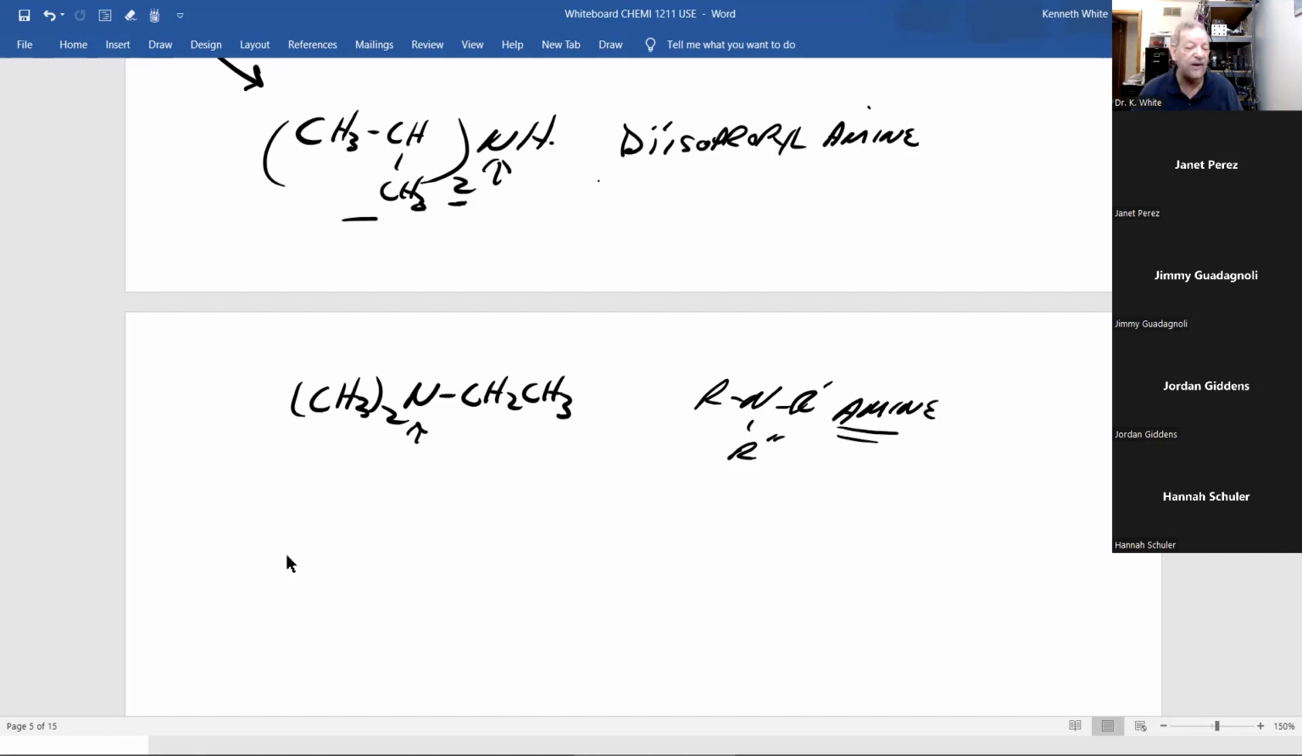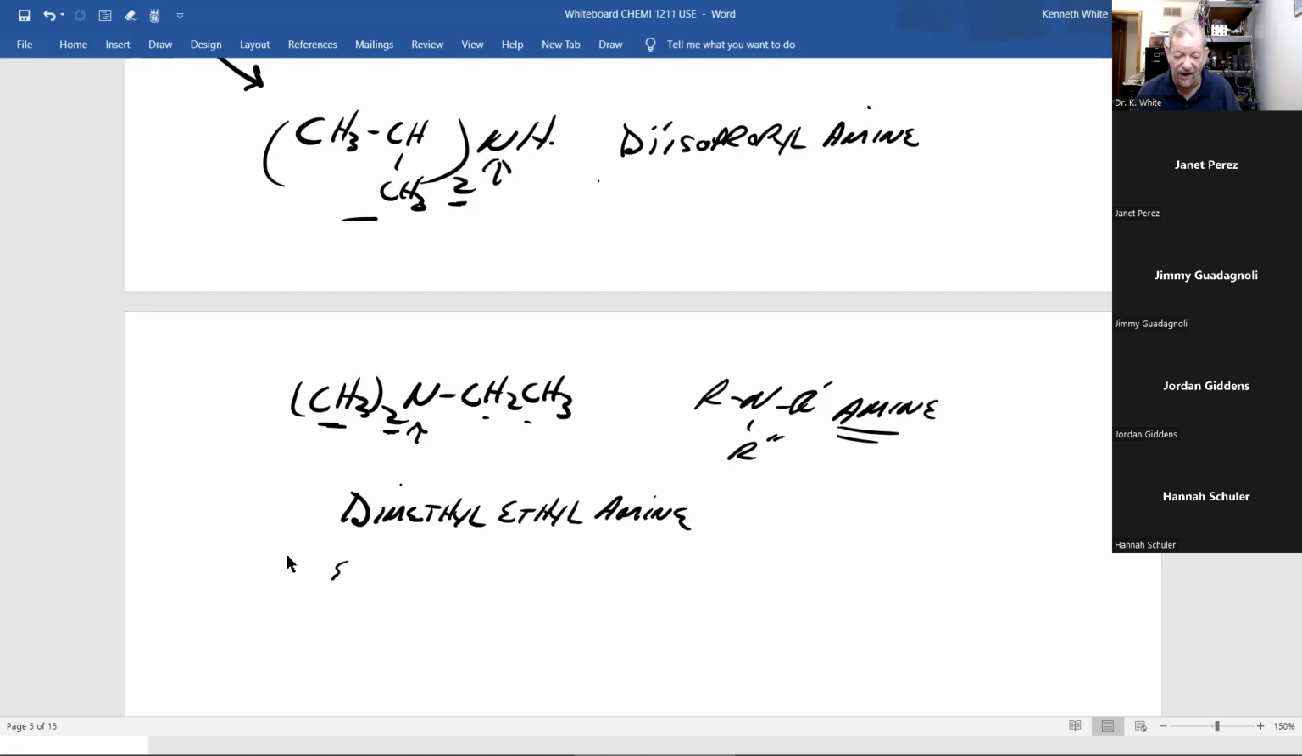And how do we identify the common name for an amine? Name the alkyl groups on the nitrogen, and then add the word amine. And what do I have here? Oh, it's your old friend, the methyl group. But there are two of them. How do we say two? Dimethyl. And then two carbons, ethyl, amine.